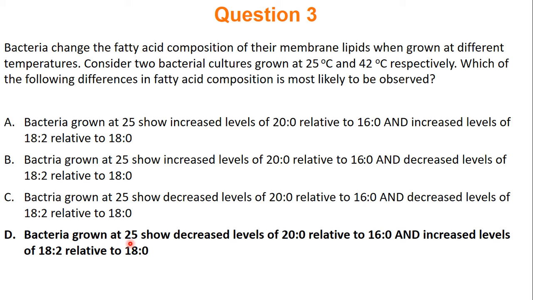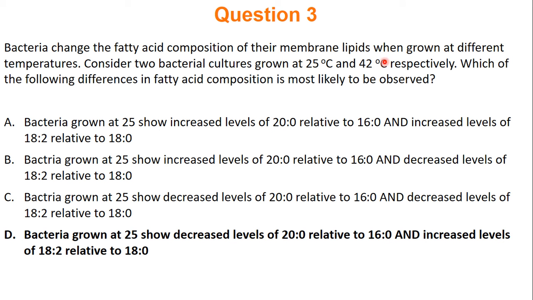All right, so if you're growing at 25 compared to 42, at 42 you're hotter, so you want your lipids to have longer tails and you want to be saturated because you don't want your plasma membrane to turn completely to liquid. You don't want to melt. So you want your plasma membrane to be somewhat solid, not completely, somewhat solid.